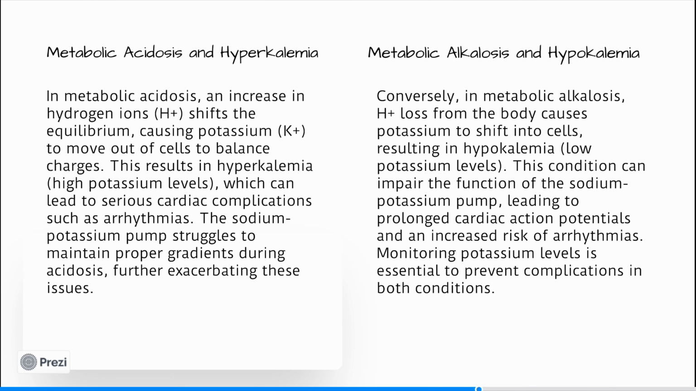Okay, metabolic acidosis and hyperkalemia, how those two things are related. In metabolic acidosis, excess hydrogen ions move into cells, causing potassium to shift out to maintain electrical balance. This leads to hyperkalemia, which can cause arrhythmias and other cardiac complications as the sodium-potassium pump struggles to maintain proper gradients.